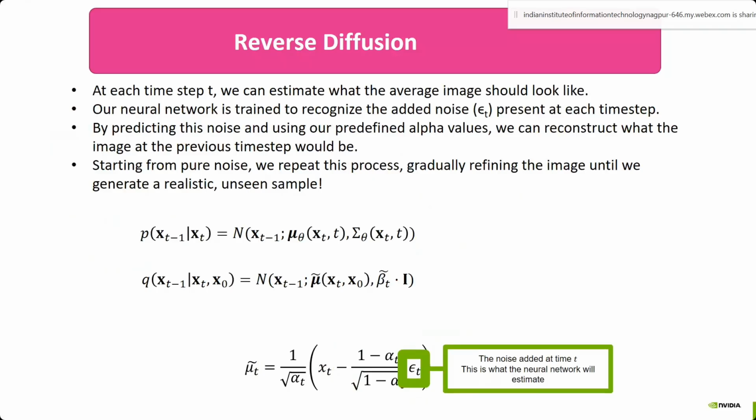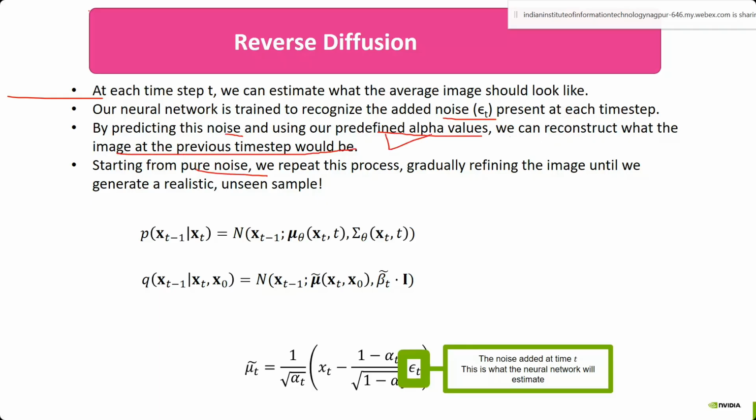So at each time step we can estimate what the average image should look like. Our neural network is trained to recognize the added noise. So what is the main motto of our model? It has to predict the noise, so predicted noise and actual noise. Based on that your network would be trained at each time step. By predicting this noise using our predefined alpha values, we can reconstruct what the image at the previous time step would be. So starting from pure noise, once your neural network has learned whatever noise was added and whatever noise was predicted.